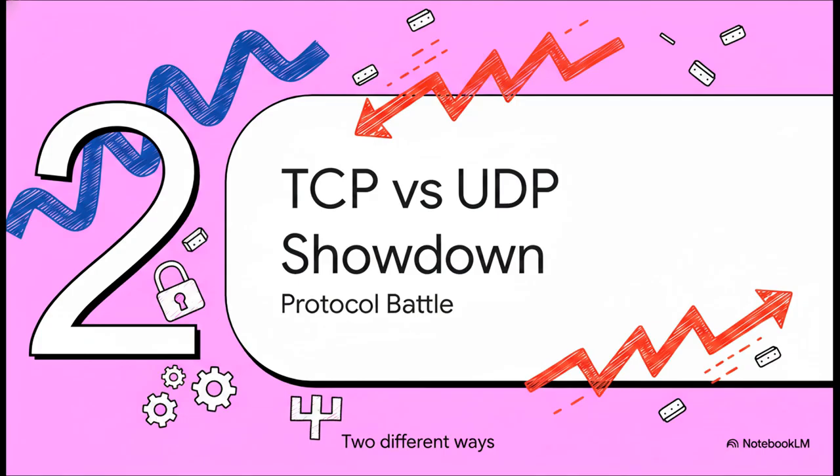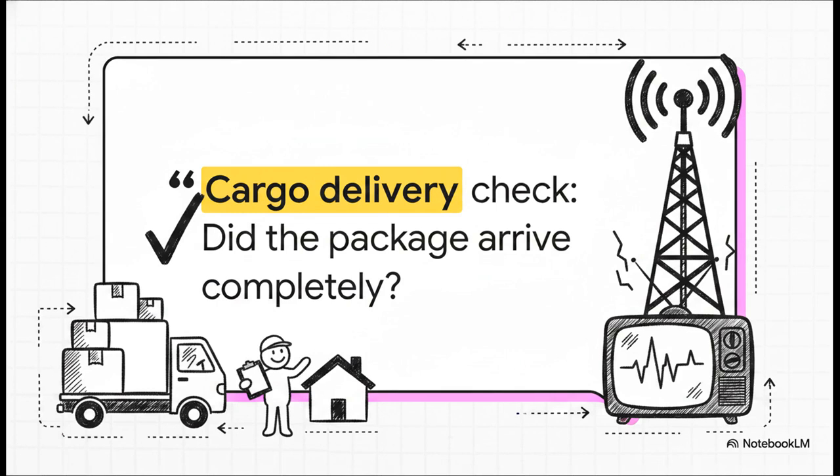Section 2. The TCP versus UDP showdown. Let's see how this works in practice. To wrap your head around this intuitively, I absolutely love this analogy. Think of our first protocol, TCP, as a registered courier. When they drop off a package, they demand a signature. If you aren't home, they come back and they try again until that package is 100% secured in your hands.